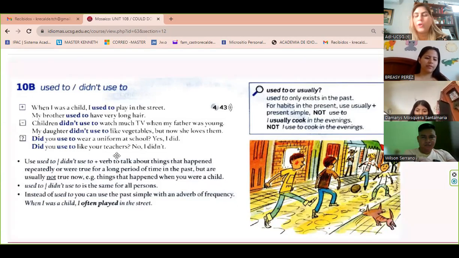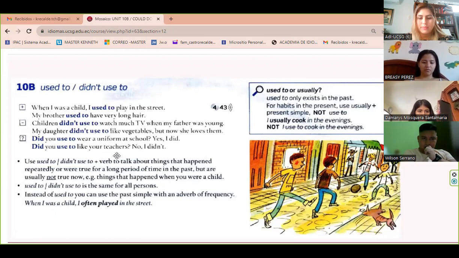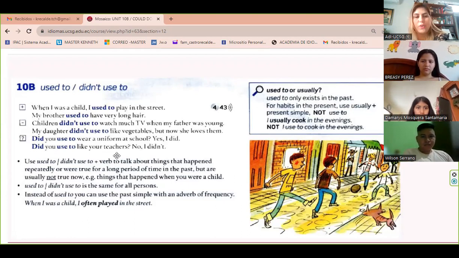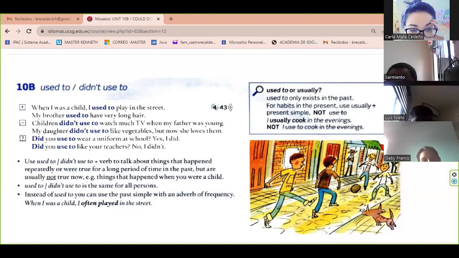Okay, let's see. Damaris, the other one in negative. Damaris, could you please read? Children didn't used to watch much TV when my father was young. My doctor didn't used to like vegetables, but now she loves them. Excellent. Good. Okay. And in questions, could you please read the 2 questions that are there?